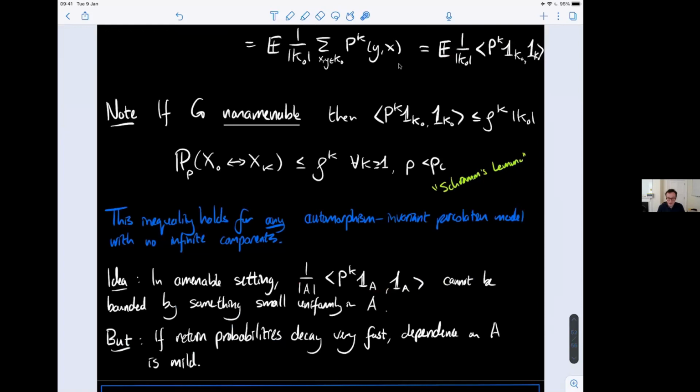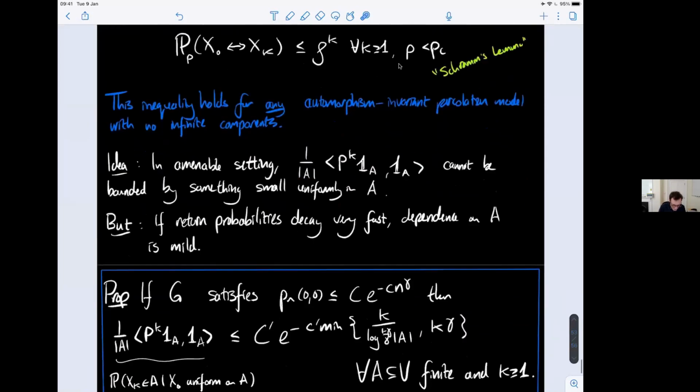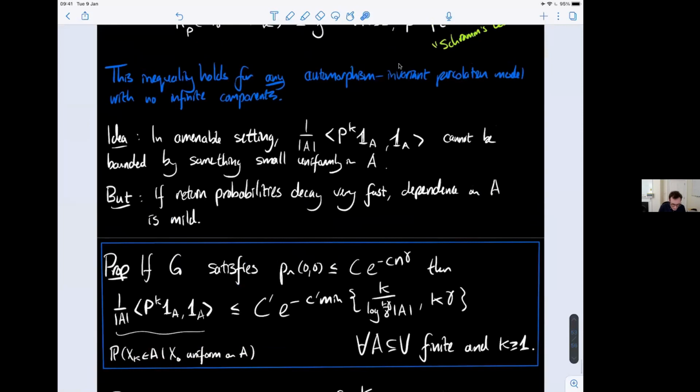But that's just not going to be true in the amenable case, because I could take A to be one of these Følner sets, where most of the points of A are deep inside it and not near the boundary. If I take a set like that, then this quantity is really just the probability that if I start a random walk at a uniform point of A, it's in A after k steps. And if most of the points are deep inside, this is going to be close to 1, even if A is very large. So I can't hope for this uniform control independent of the set A. But in the setting we're looking at, where the return probabilities don't decay exponentially, since it's amenable, but almost decay exponentially with a stretched exponential with good exponents, then this quantity does depend on A, but in a very mild way.